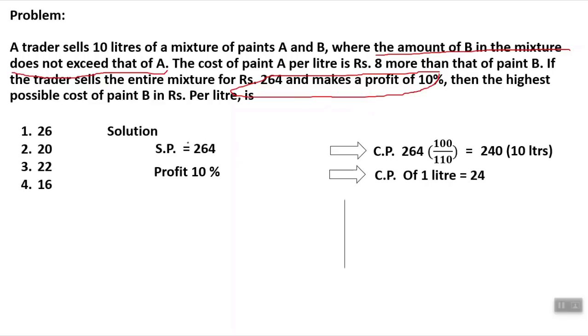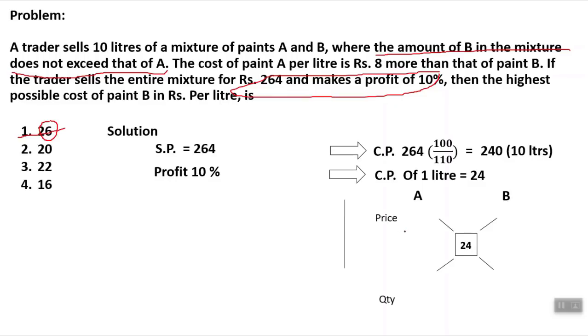Now, the highest value in the options is 26. Suppose that is the cost of paint B, then A would cost 26 plus 8, 34 rupees. Do you think two components, one costing 26 and the other costing 34, can give you a mixture that can cost 24, less than any one of the two? Impossible. So option 1 is out. What about option 2? If B costs 22, then A would cost 30. Now we can set up the alligation.